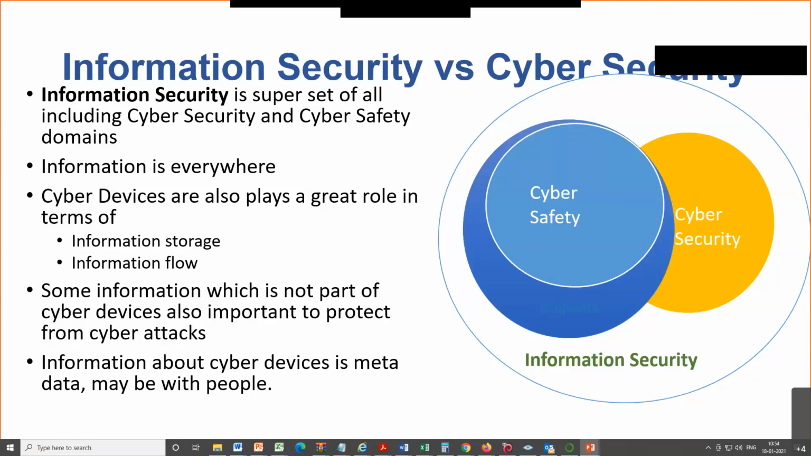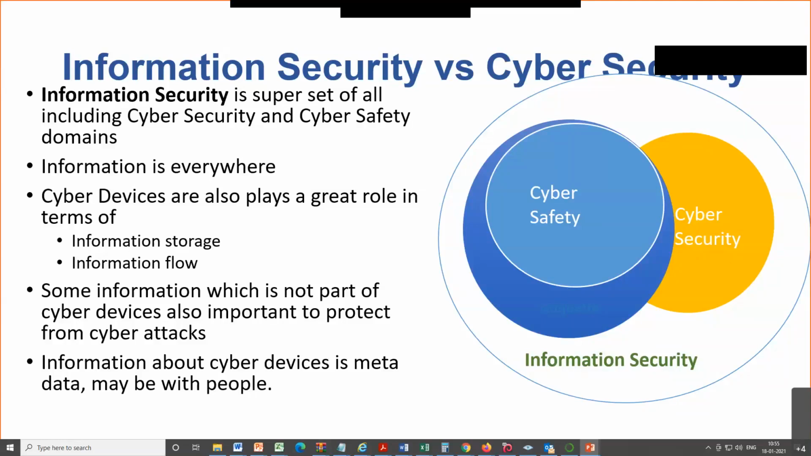Here I wanted to give one more example. You may be using WhatsApp. Not only WhatsApp, because WhatsApp has recently had some issues, and if you want to understand, we can discuss that also. Basically, information storage and information flow also apply to anything, WhatsApp, even Skype communication also.